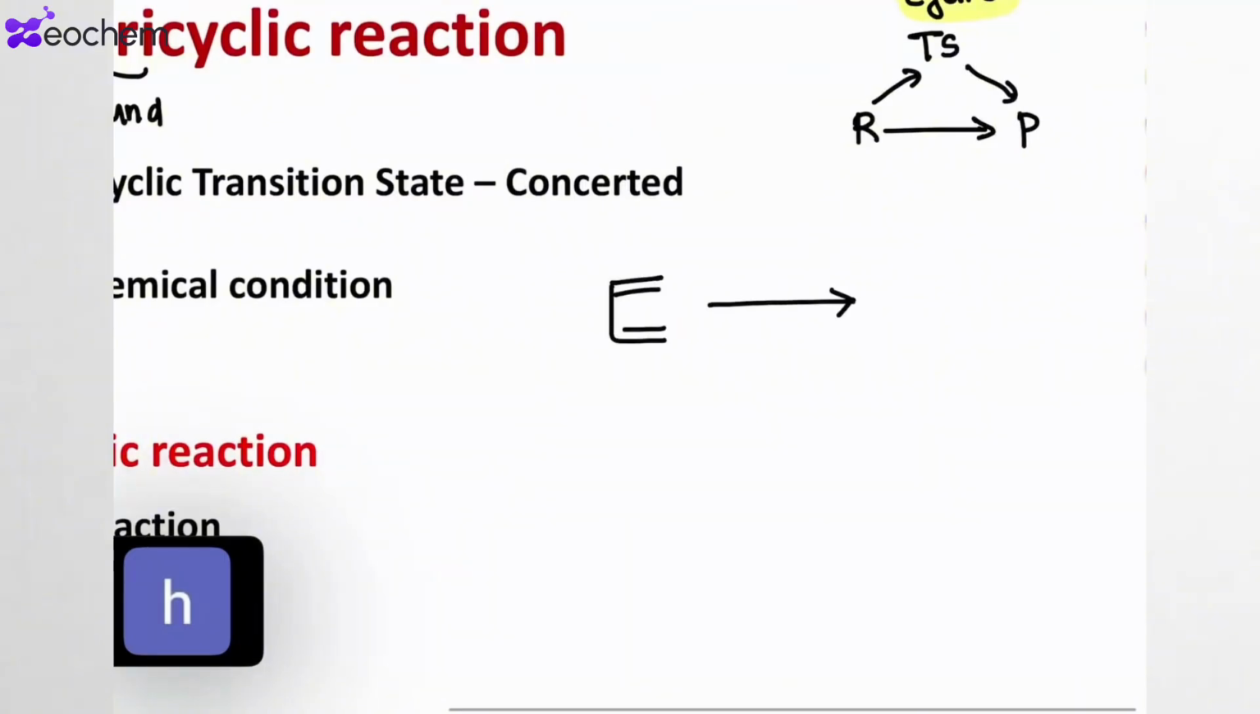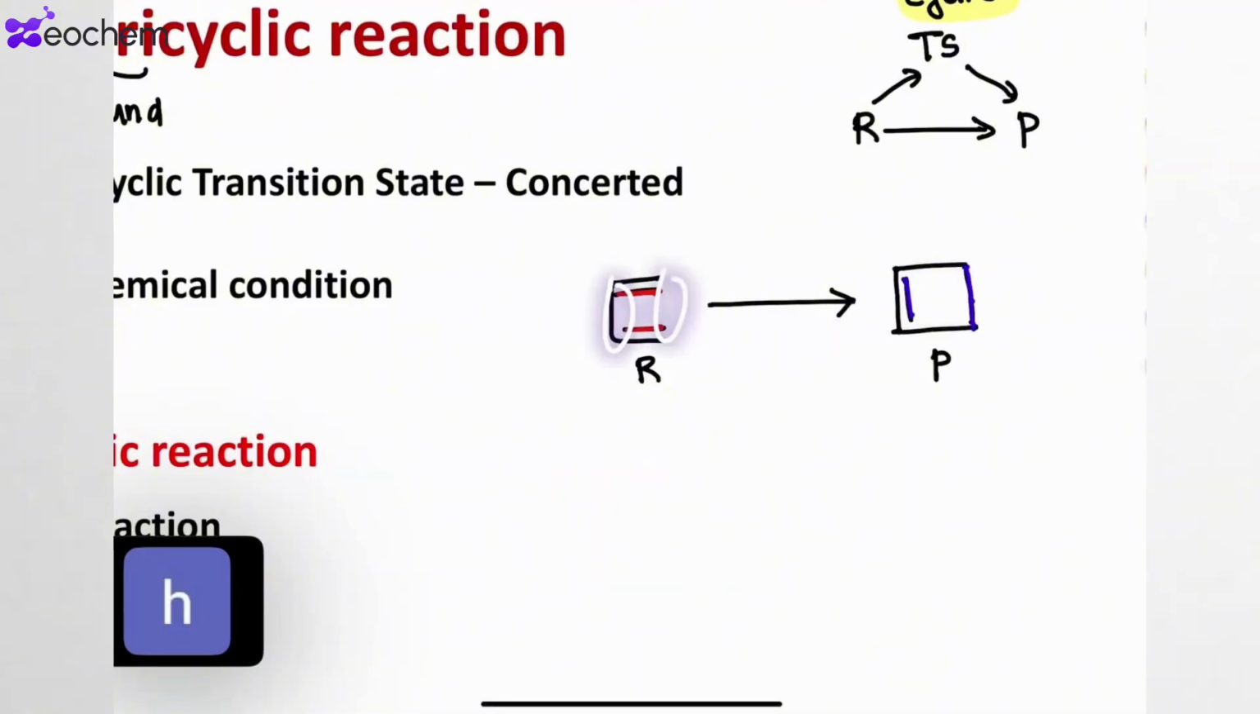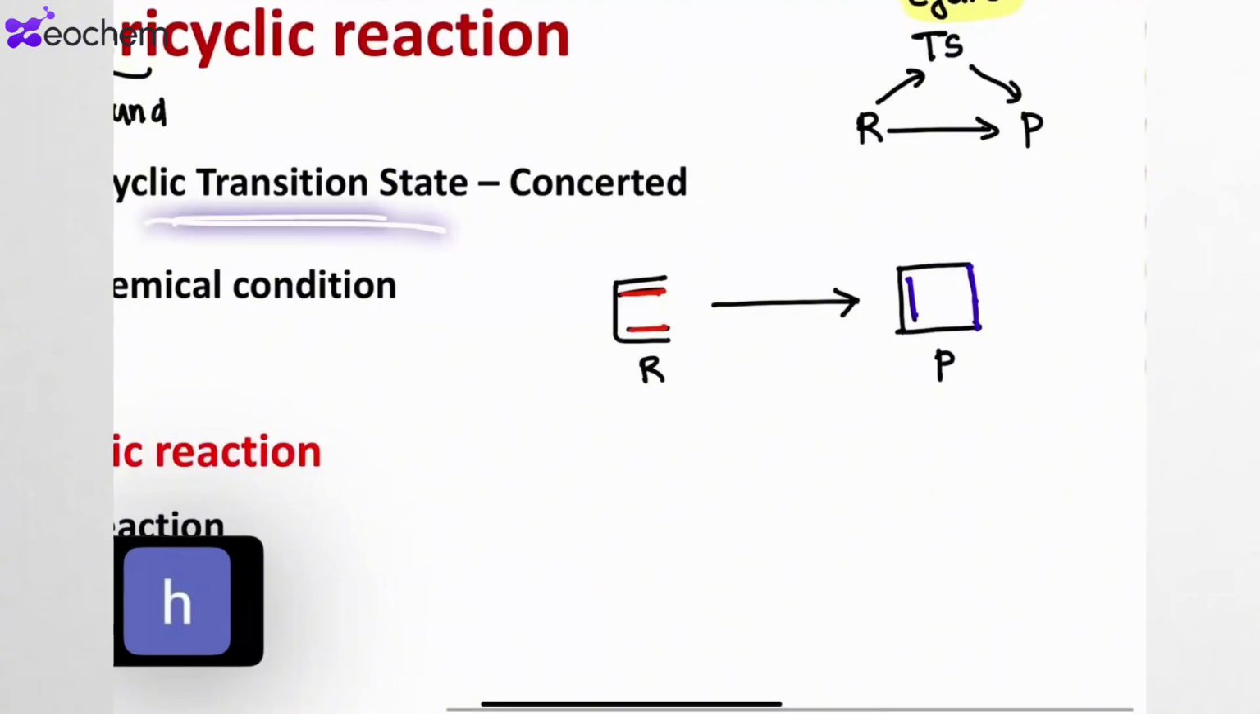Suppose this molecule is participating in a pericyclic reaction. We'll get a molecule like this. How this bond forms, how this molecule forms, we'll see. In the reactant, you can see these two bonds. But in the product, you cannot see these two bonds here, right? Instead, you can see two new bonds, which are not there in the reactant. So how did the transition happen from reactant to product? It happened through a cyclic transition state.